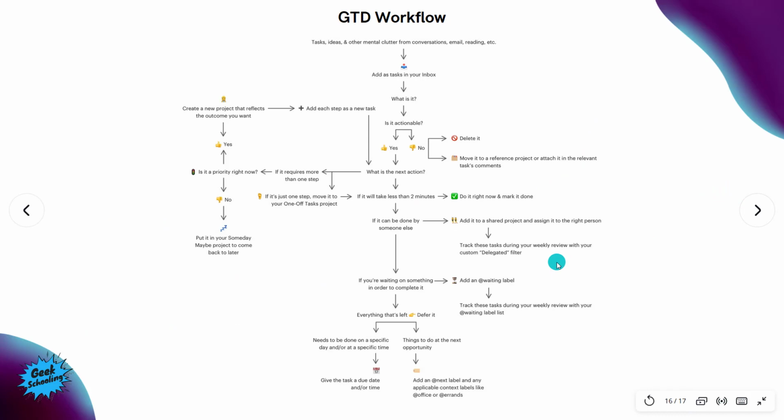So here's what that looks like. This is kind of complicated, but bear with me. So GTD is Getting Things Done. If you hear people mention GTD, you've heard a lot in the productivity world, that's what they're talking about: getting things done. So you take your tasks, ideas, and all your mental clutter, the stuff that's crowding your brain and making you crazy, and you add them as tasks in your inbox.